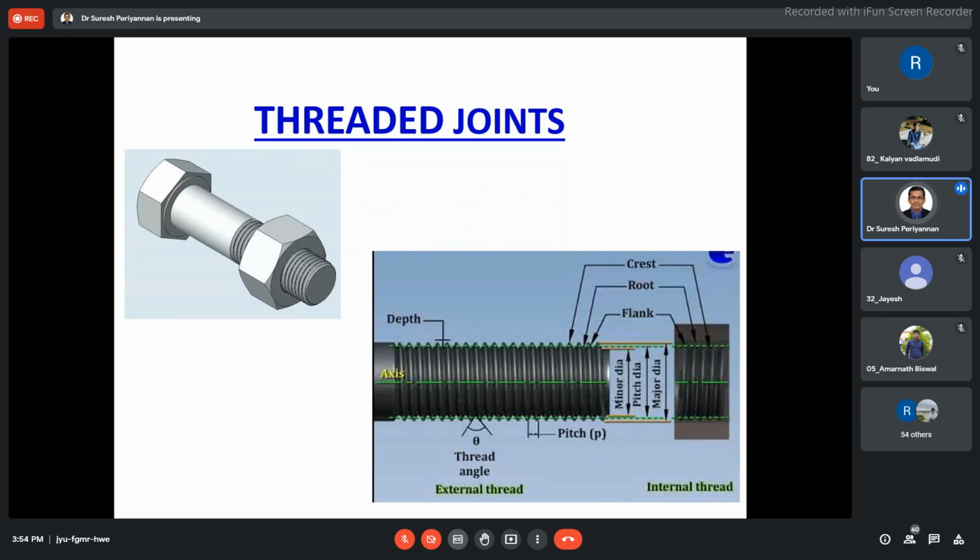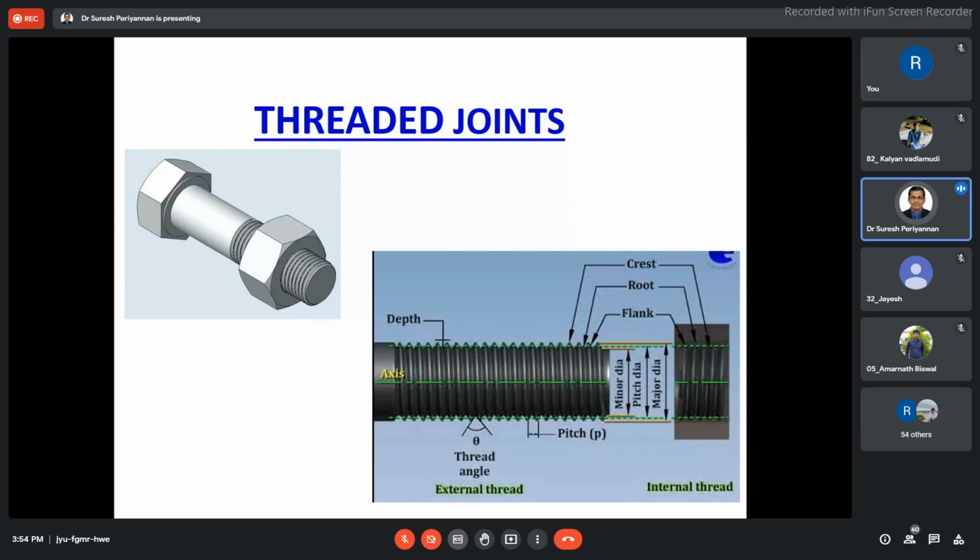What is the nut? What is the bolt? You might have studied this in the first year. A continuous helical groove is formed on a plain cylindrical rod, and that acts as the threads. See here in this figure.